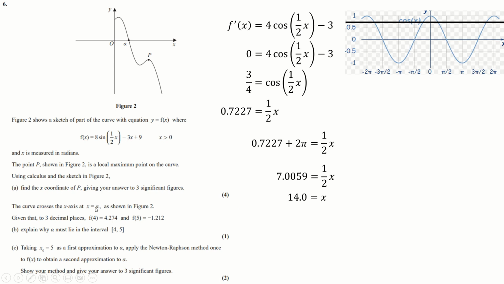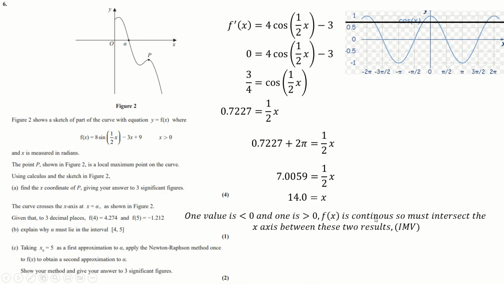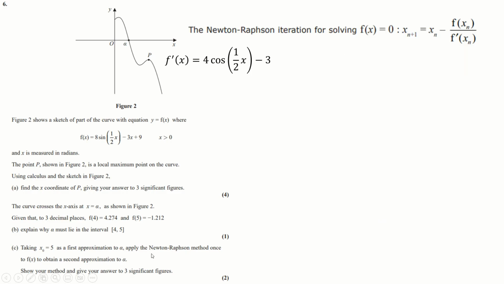The curve crosses the x-axis at x equals a. Given this, explain why there's a root in between. Well, this one's positive and this one's negative, so it's above the x-axis this way and below it this way. And by the fact that the function is continuous, which you do need to say, it must intersect the x-axis in between. Newton-Raphson is also in the formula book.